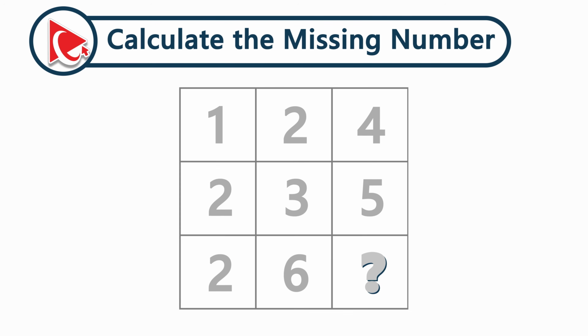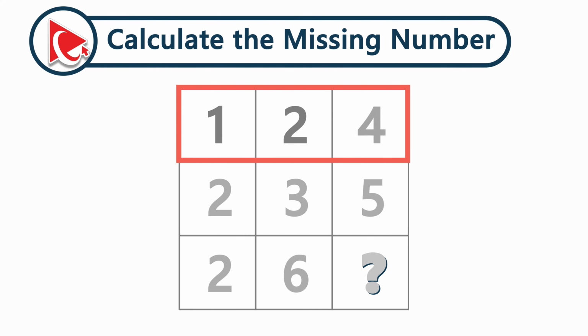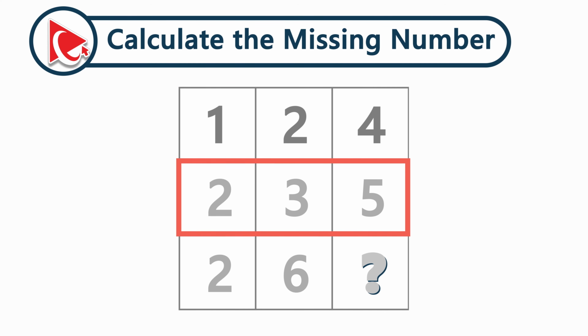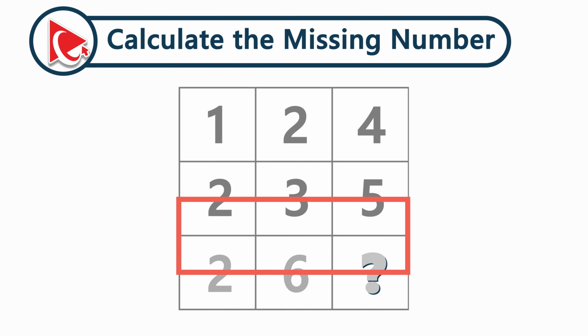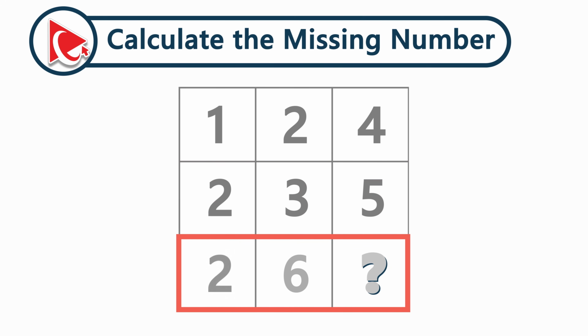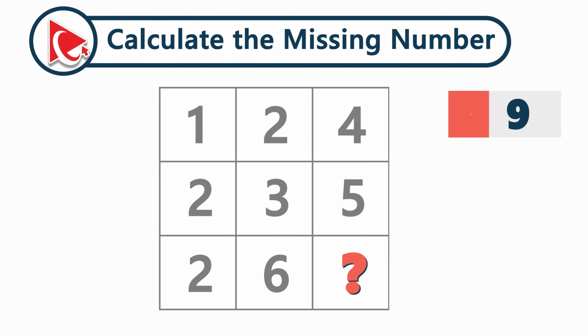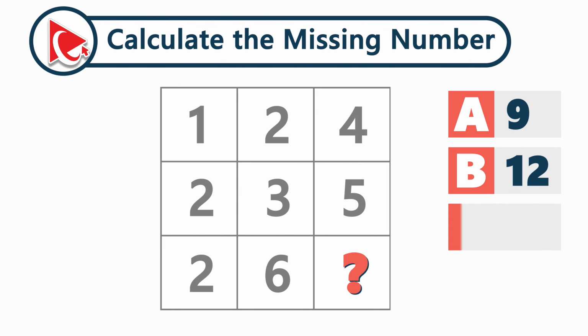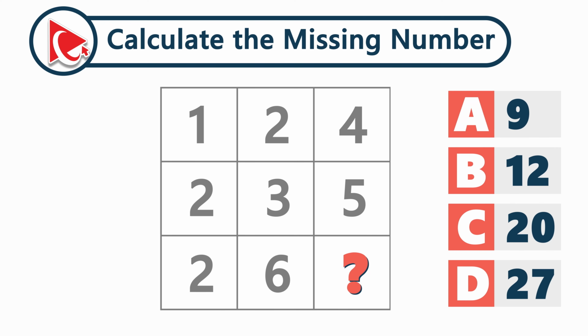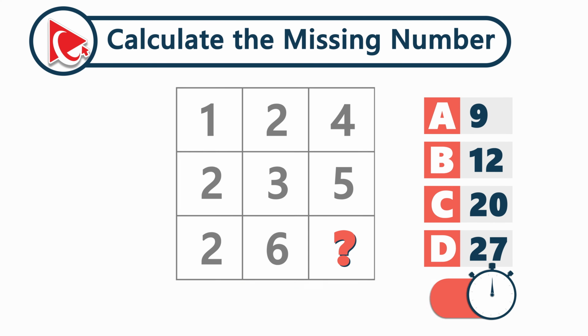Take a close look at this 3 by 3 matrix. Numbers in the first row are 1, 2, and 4. Second row has numbers 2, 3, and 5. And then the third row only has 2 numbers, 2 and 6. And the missing number you need to calculate and select out of 4 possible choices: A, 9, B, 12, C, 20, or D, 27. Can you solve it and choose the right answer?